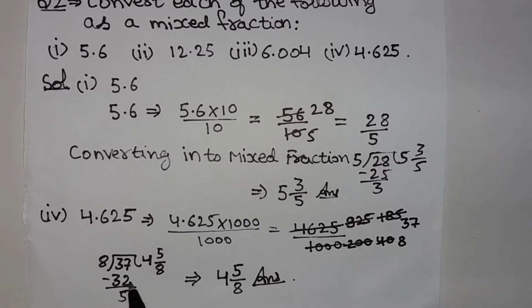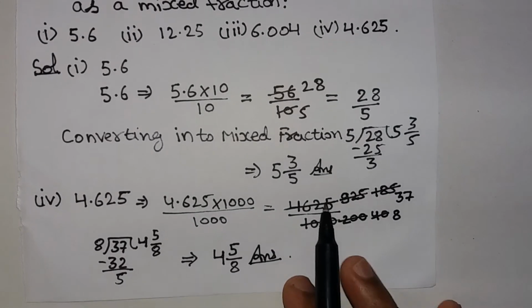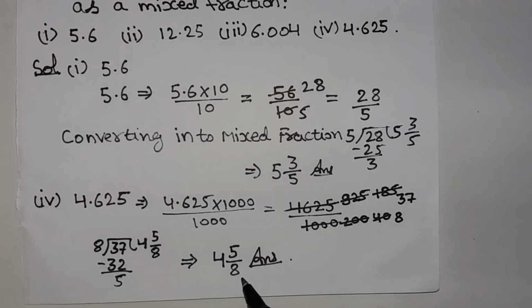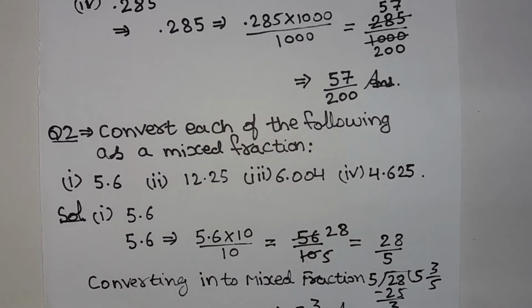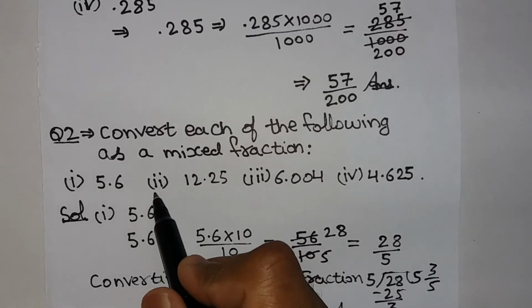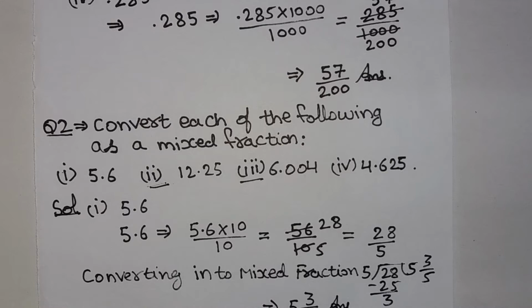And dividing this 37 by 8 to convert it into a mixed fraction, it will be 4 whole 5 upon 8, so it will be the answer. On the basis of these answers, you can solve the second part and third part. So after this, see the next question.